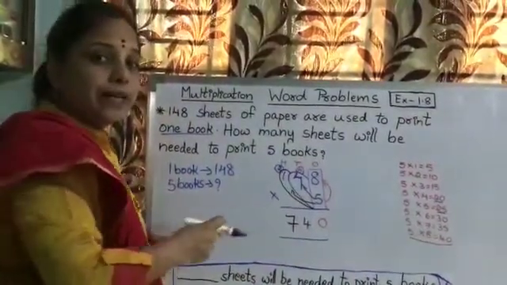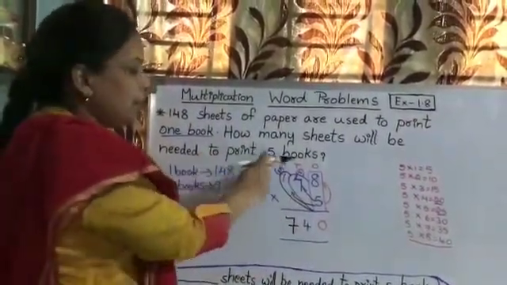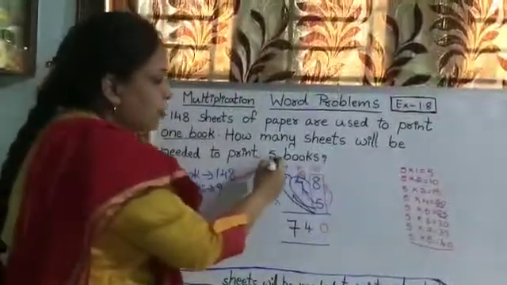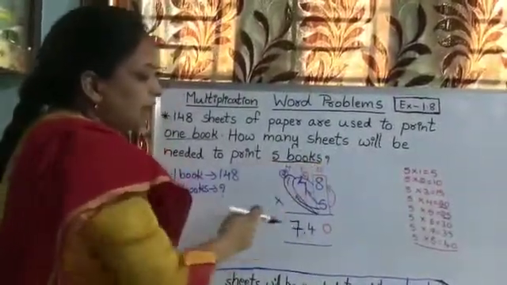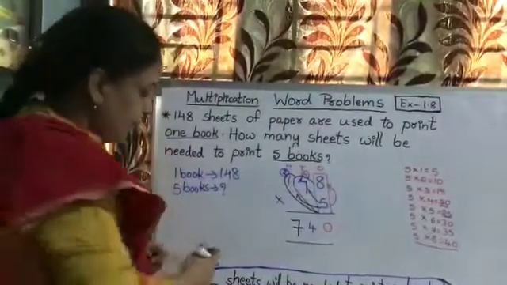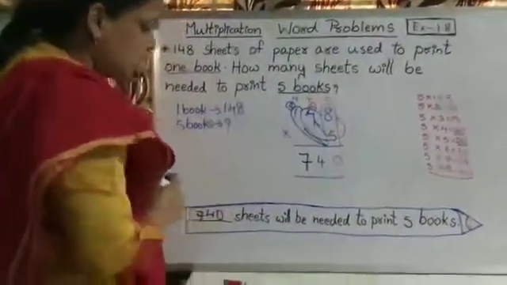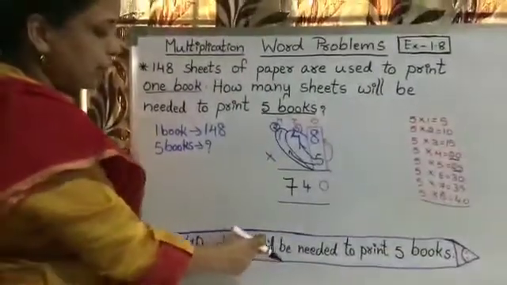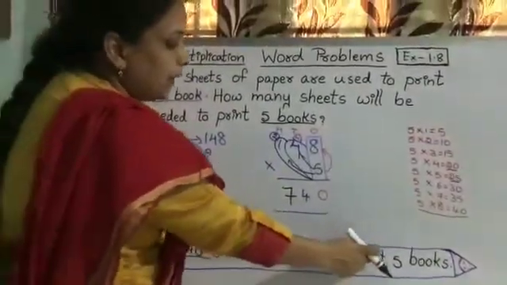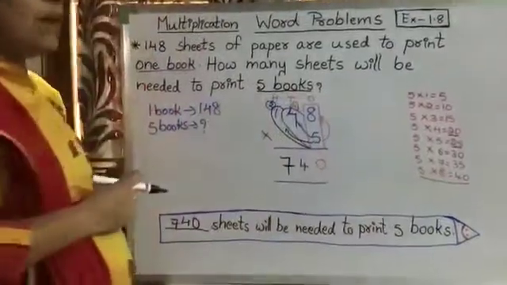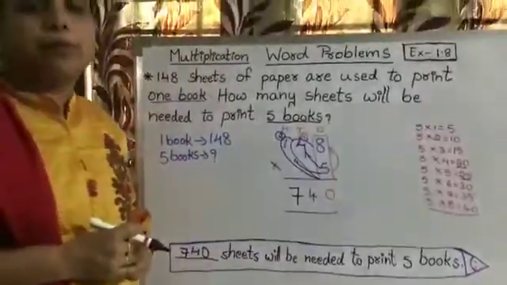740. So how many sheets of paper are needed to print 5 books, children? To print 5 books we need 740 sheets of paper. You can write in the answer: 740 sheets will be needed to print 5 books. So in this way you have to solve word problems, children.